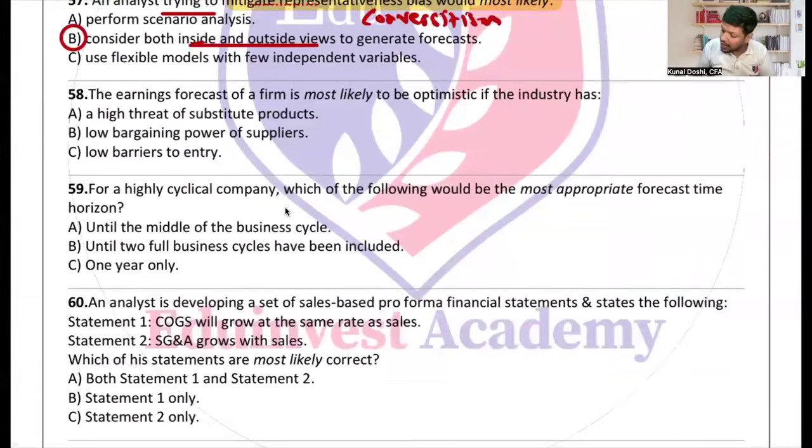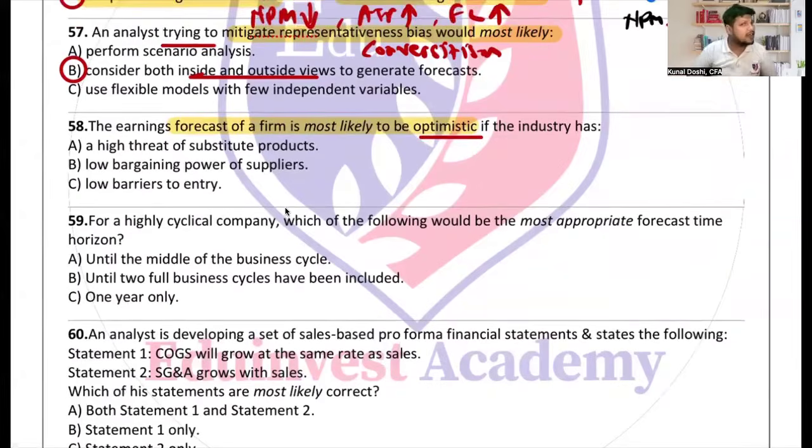The earnings forecast of a firm is most likely to be optimistic if the industry has Michael Porter's five forces. Remember, what are the five forces? When is the earnings potential optimistic? When the threat of substitute is high? No. Bargaining power of supplier? Yes, it has to be low. They should not be able to dominate me, correct? Barriers to entry are low? Anyone will enter. That's not good news.